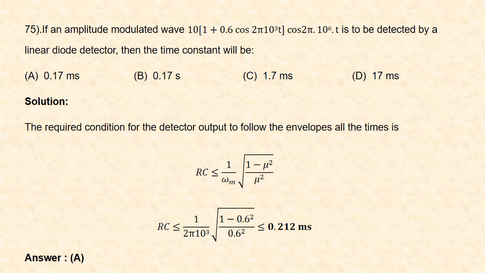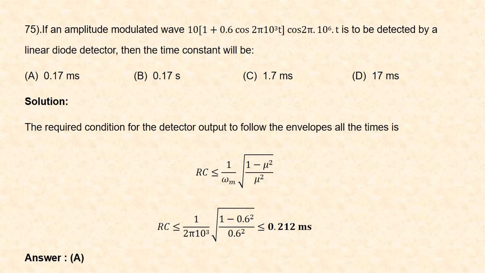So the solution: the required condition for the detector output to follow the input all the time is that the time constant RC should be less than or equal to 1/ωm × √(1 − μ²)/μ². Here μ is the modulation index and ωm is the angular frequency of the message signal. ωm is nothing but 2π10³.